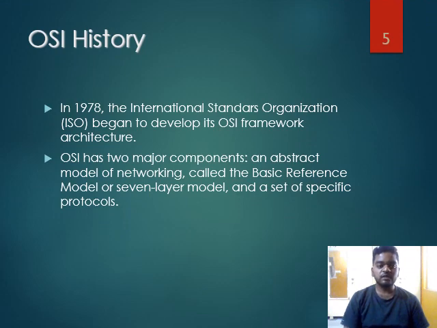OSI history. In 1978, the International Standards Organization, ISO, began to develop its OSI framework architecture. OSI has two major components: an abstract model of networking called the Basic Reference Model or 7 Layers Model, and a set of specific protocols.